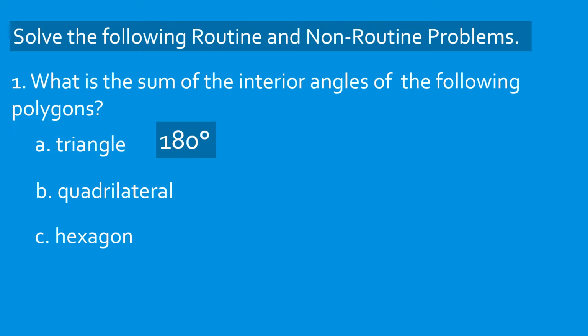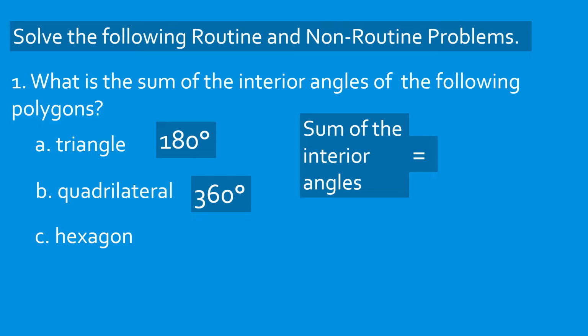What about quadrilateral? Quadrilateral is 360 degrees. Now, if you forgot the sum of the interior angles, you can use this formula. That is, sum of the interior angles is equal to n minus 2 times 180. Why times 180? Because we are going to determine how many triangles we can form out of that polygon. N here stands for the number of sides or the number of angles.